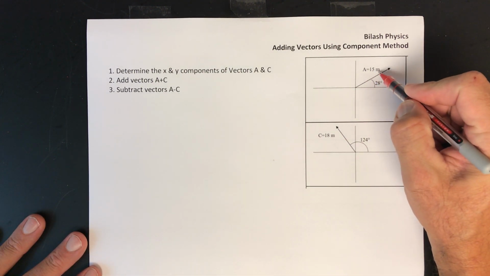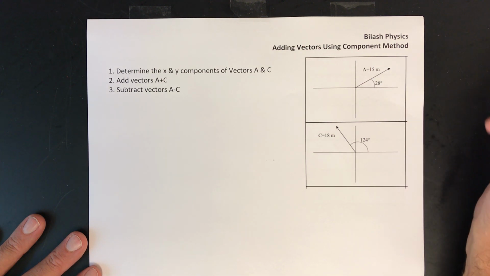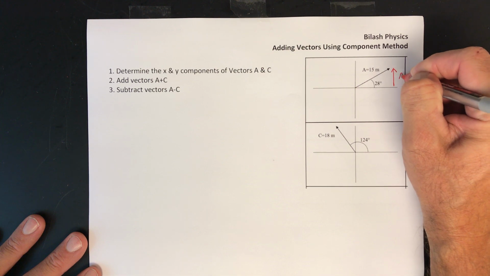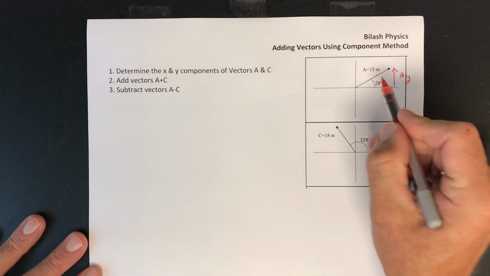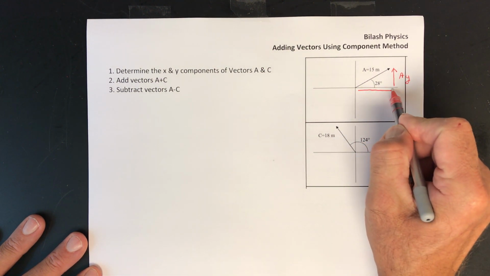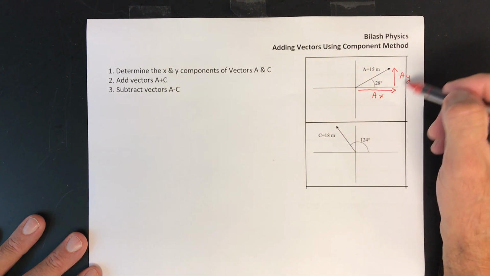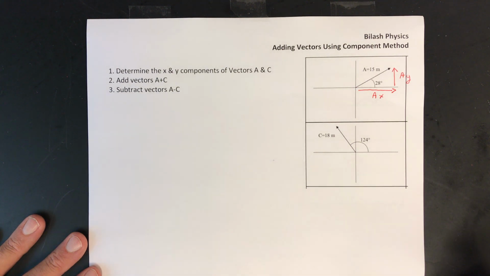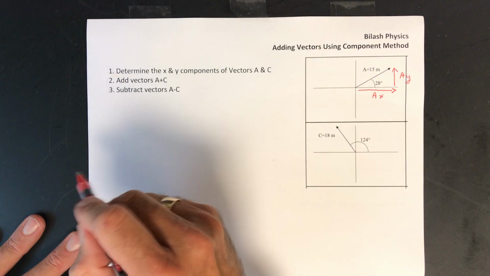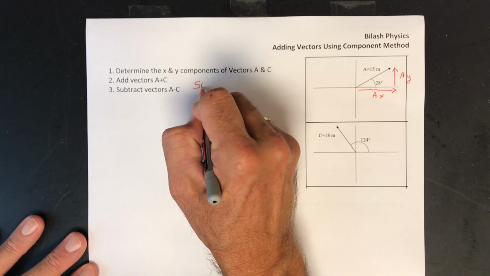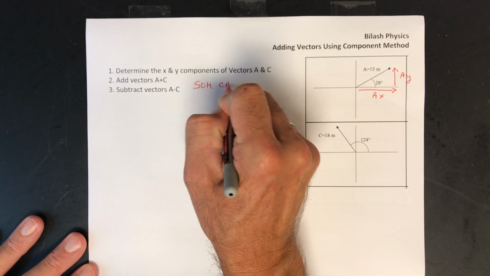Vector A is 15 meters directed at 28 degrees. It has a positive component in the y direction, we'll label that AY, and a positive component in the x direction, we'll label that AX. So those are the two components that make up A. Let's figure out what they are, and we're going to use SOHCAHTOA to determine the components.